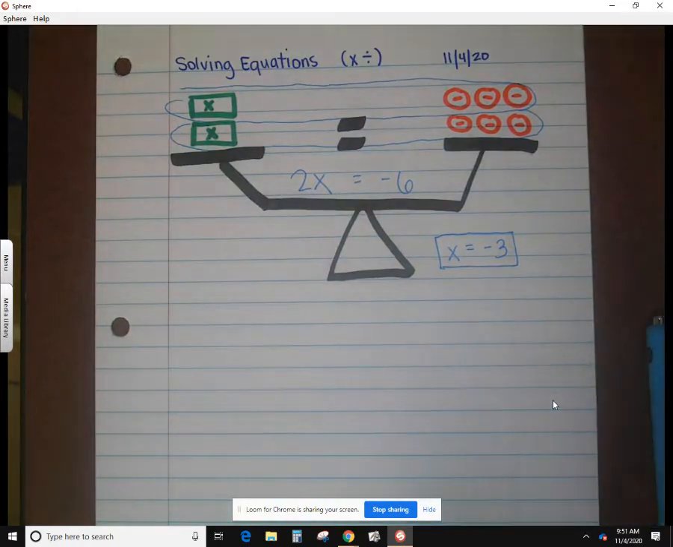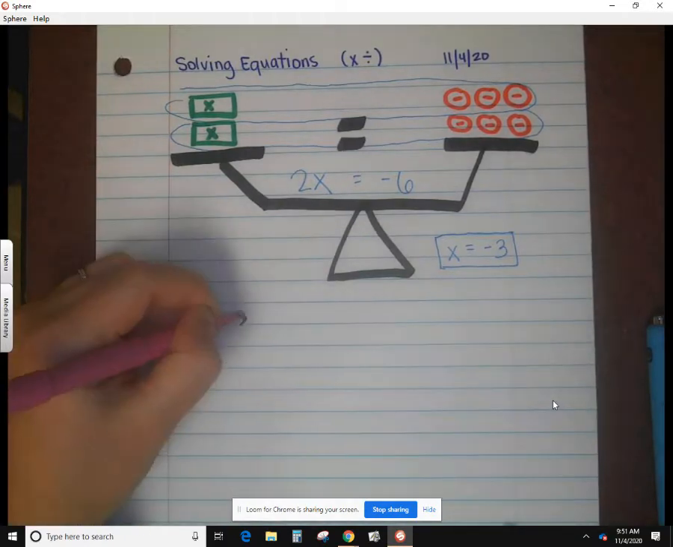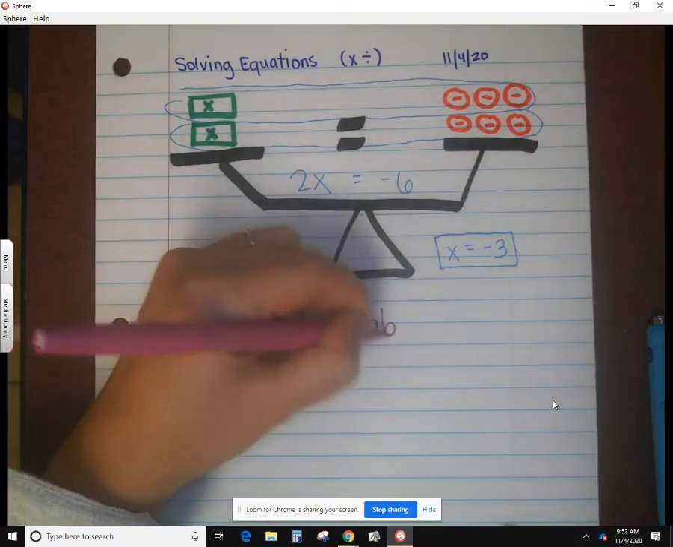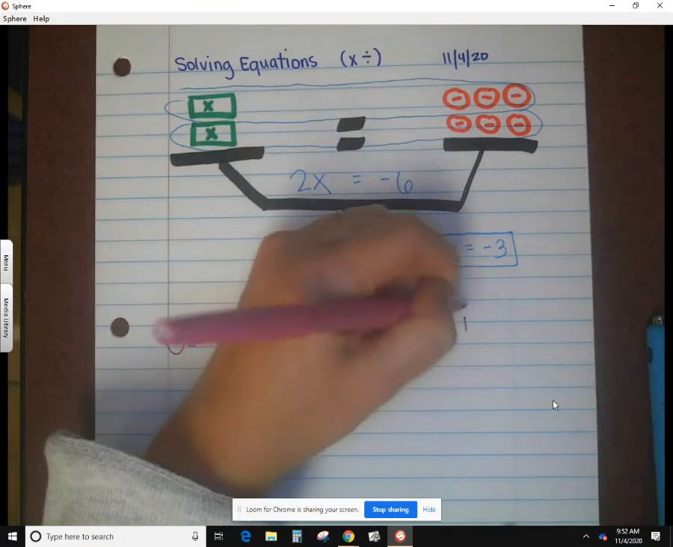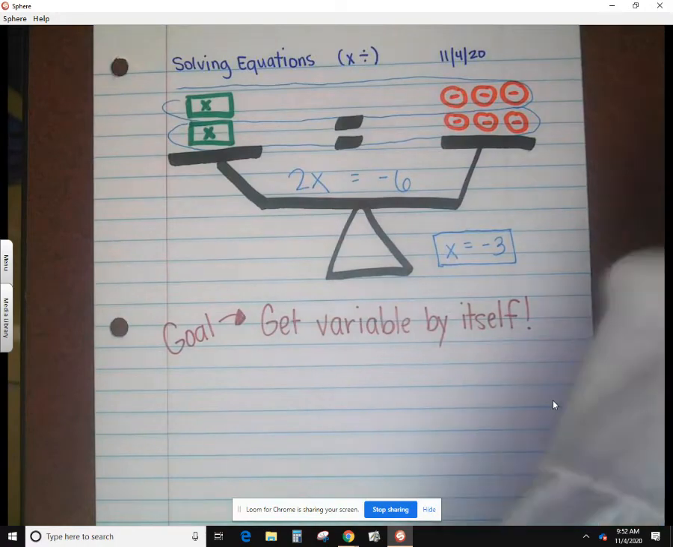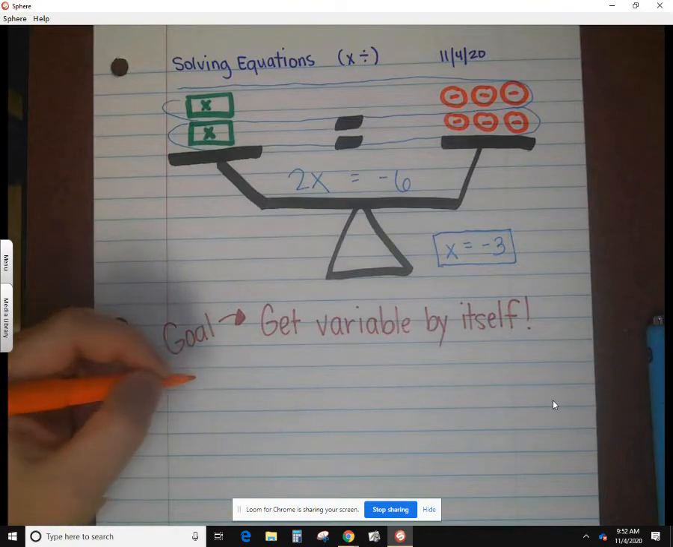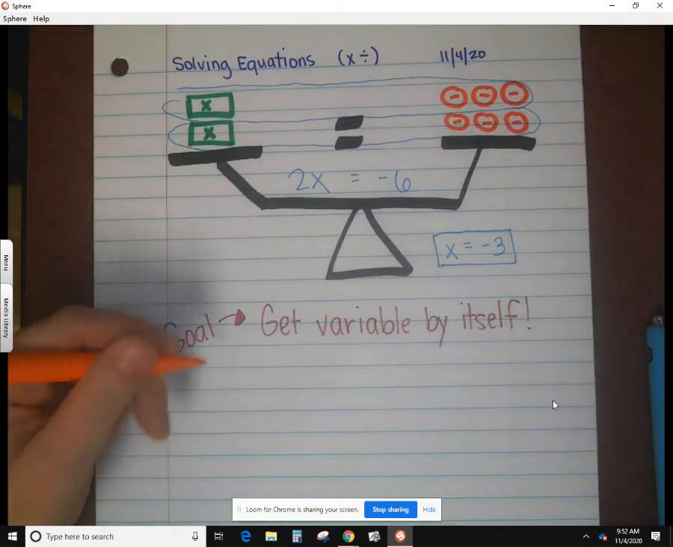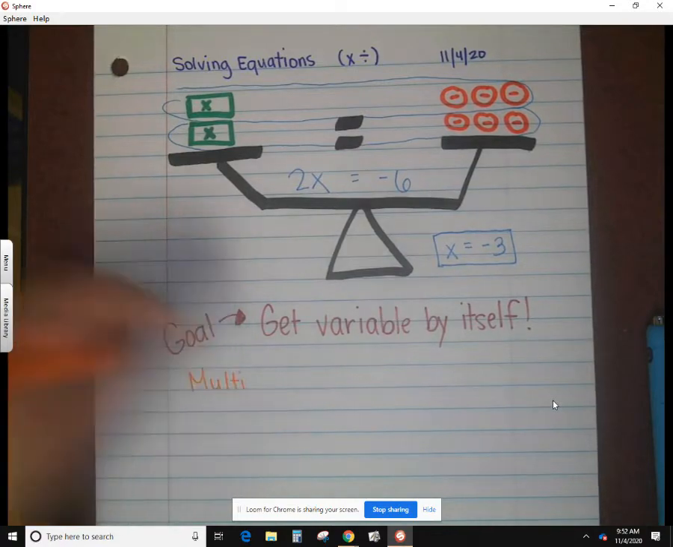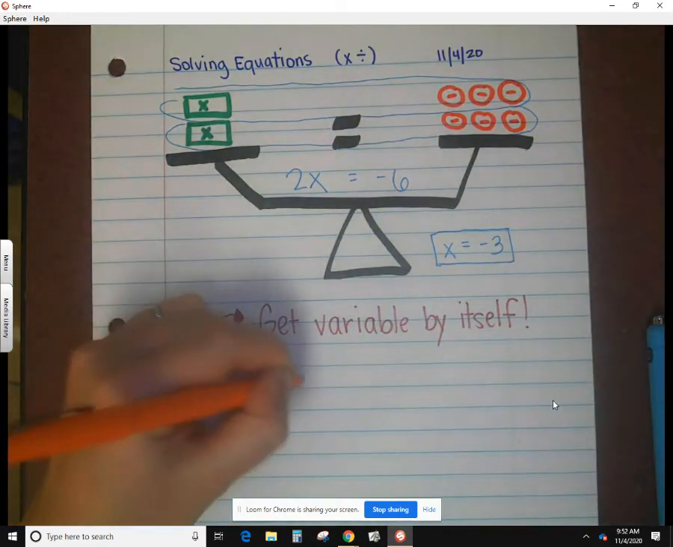And if you remember from my last video, that's our goal here. Our goal when we solve an equation is to get the variable by itself. We don't want to know 2 x's, we want to know just 1x. So with adding and subtracting, we used adding to get rid of subtracting and vice versa. Here we're going to do the same thing with multiplication and division. They are what we call inverse operations, so they cancel each other out.